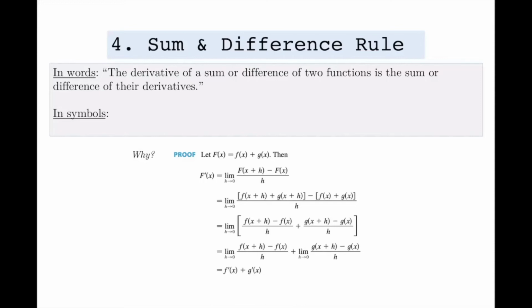Our fourth and last simple differentiation rule tells us how we can differentiate things that are combined together with addition and subtraction. So this is called the sum and difference rule. It also works as nicely as possible. It says that the derivative of a sum or difference of two functions is the sum or difference of their derivatives. That sentence might not seem like it's saying very much, but it actually is saying quite a lot.